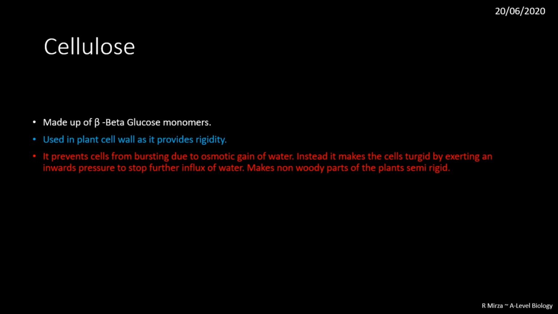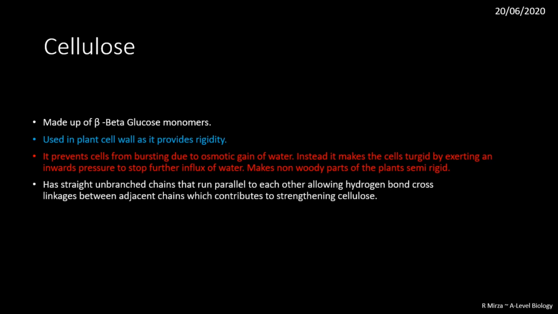As you know, beta-glucose has several hydrogens in the form of OH groups, which in the presence of an adjacent chain form hydrogen bond cross linkages between these adjacent chains. The overall number of hydrogen bonds makes a considerable contribution to strengthening it.